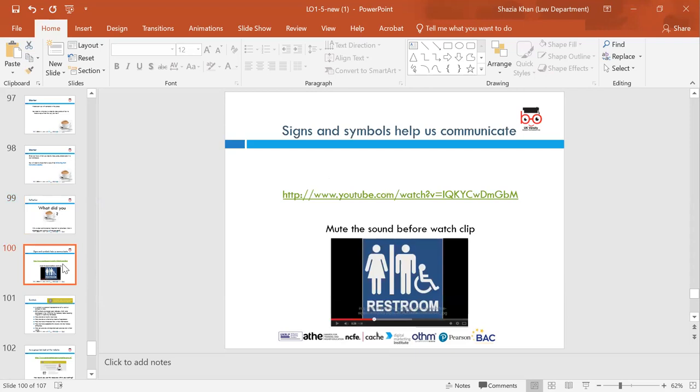Signs and symbols help us to communicate. So why are signs and symbols important? They help us to communicate. If people have disabilities or anything like that, it helps them to communicate. But also, when you speak or write, your words act as symbols for what you mean to say. So graphic, pictorial signs help individuals.